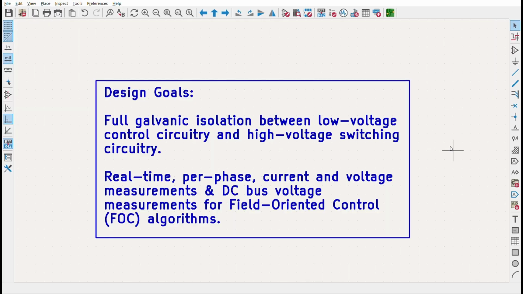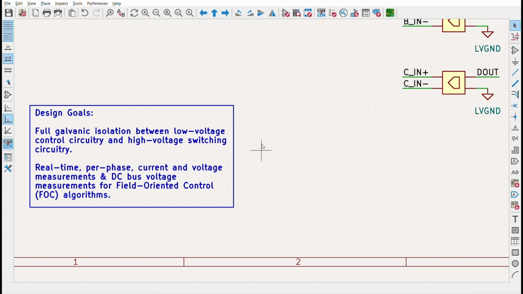So to start off, here are my design goals going into the schematic. I want to have full galvanic isolation between my low voltage and high voltage circuitry, and I wanted real-time per-phase current and voltage measurements and DC bus voltage measurements for my control algorithm. So here's an overview of the block diagram.